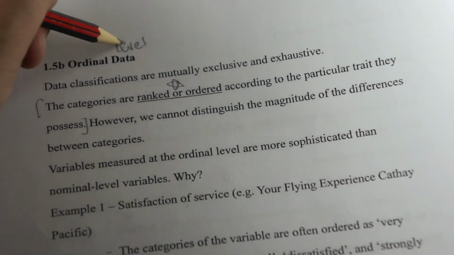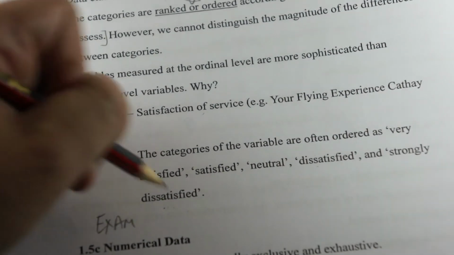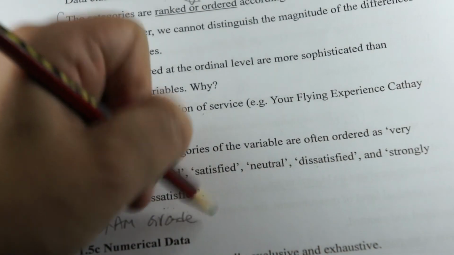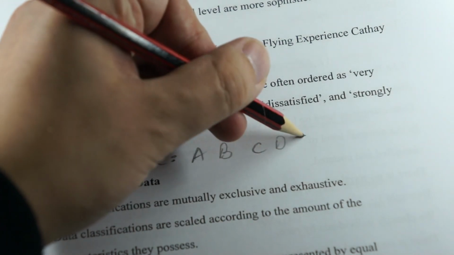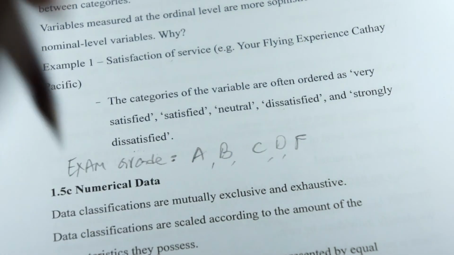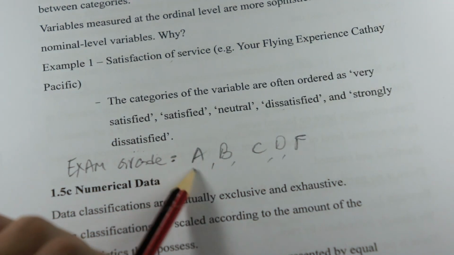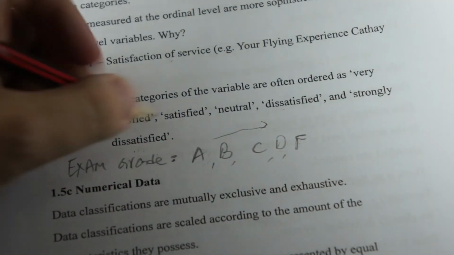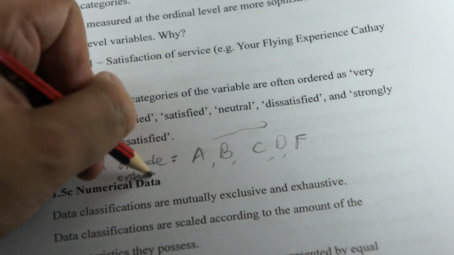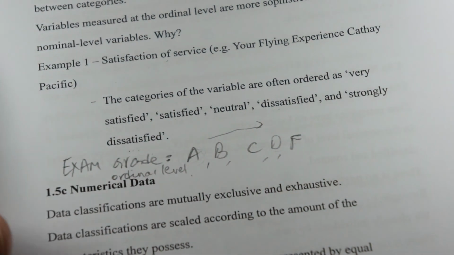Data with an order. Another example is about your exam grading. So the exam grades include A, B, C, D, and F. Your grading should be A, B, C, D, and F, but particularly it is ranked from the highest marks to the lowest marks, so they are in orders. So exam grading should be ordinal level, right? Okay, so these are the first two levels.